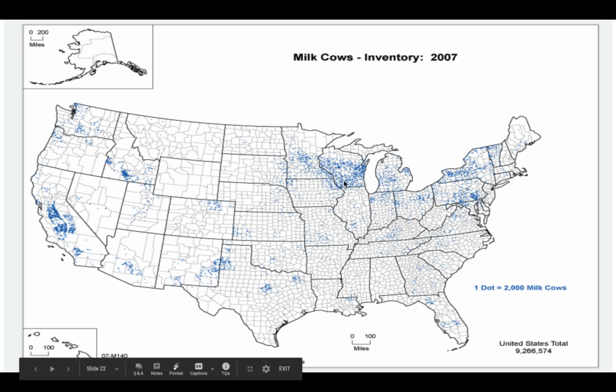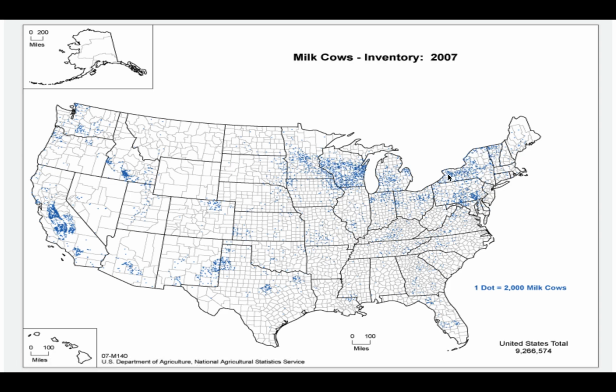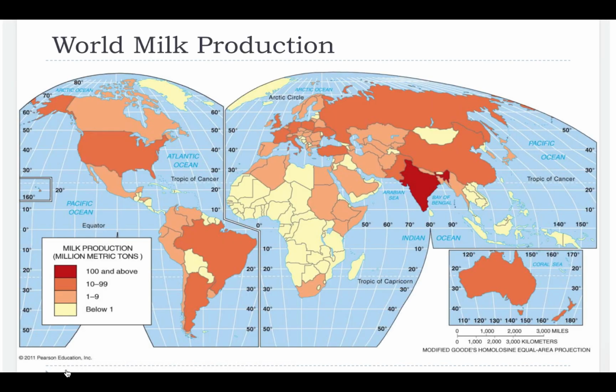Again, we can see pasteurized cheese, pasteurized milk in Wisconsin. A lot of our milk production historically was in the Northeast, and we see milk production in the San Joaquin Valley of California. See global milk production.